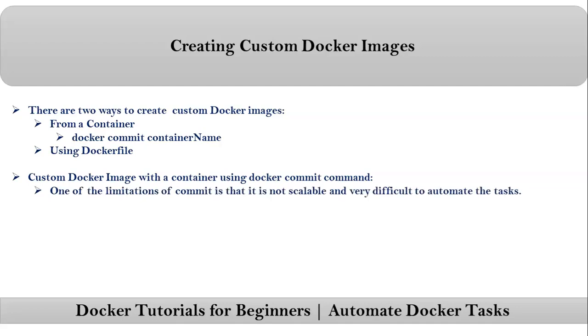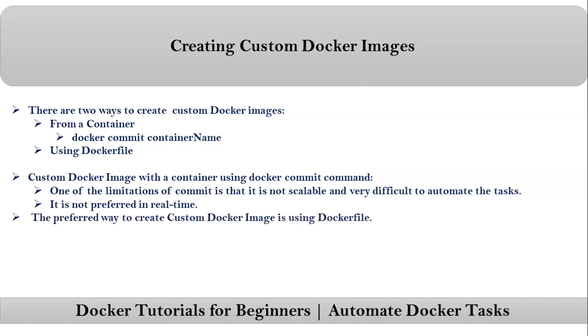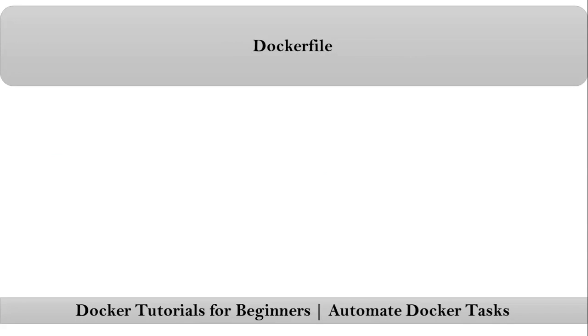But actually it has some limitations, and one of them is that it is not scalable and it is very difficult to automate the tasks in real time. That's why it is not preferred in real time. Then the preferred way to create a custom Docker image is using Dockerfile. Now first let me tell you what a Dockerfile is.